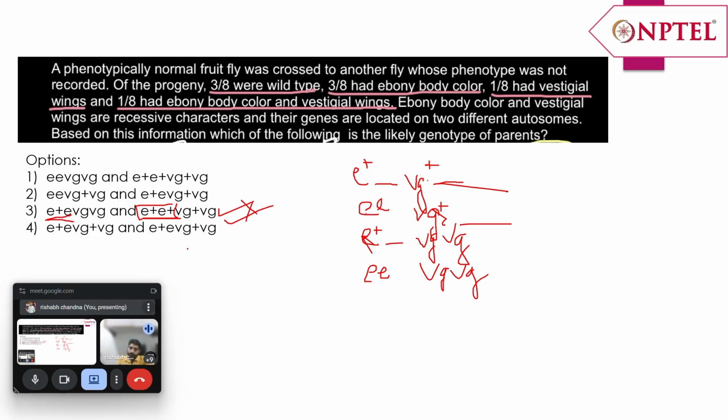Okay, so for these offspring to be observed, both of the parents must be heterozygous for both of the genes. Then only we'll be able to observe these kinds of offspring. So the correct answer would be either fourth or second. Okay, so is the explanation clear? Fourth option will also be correct.